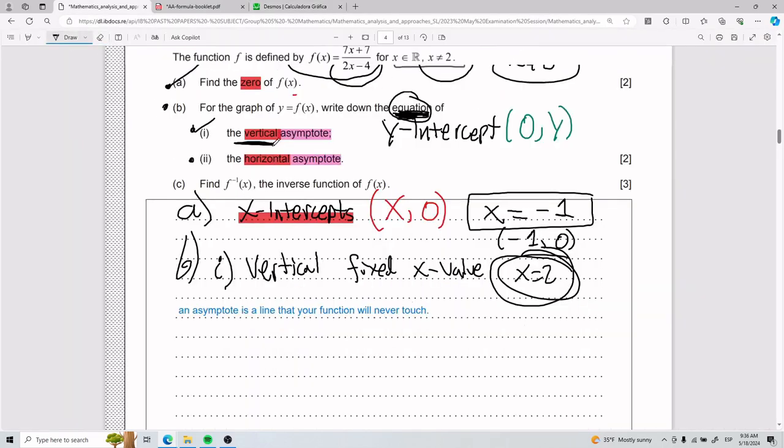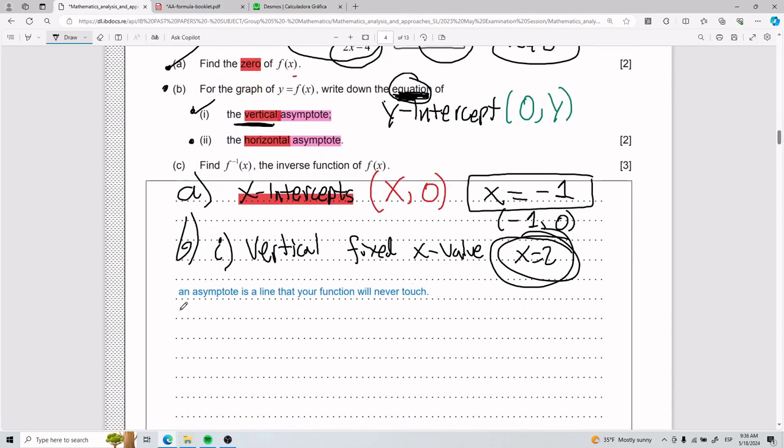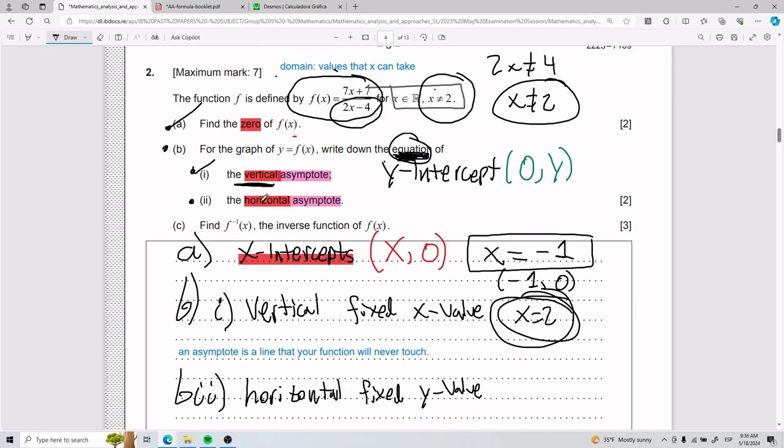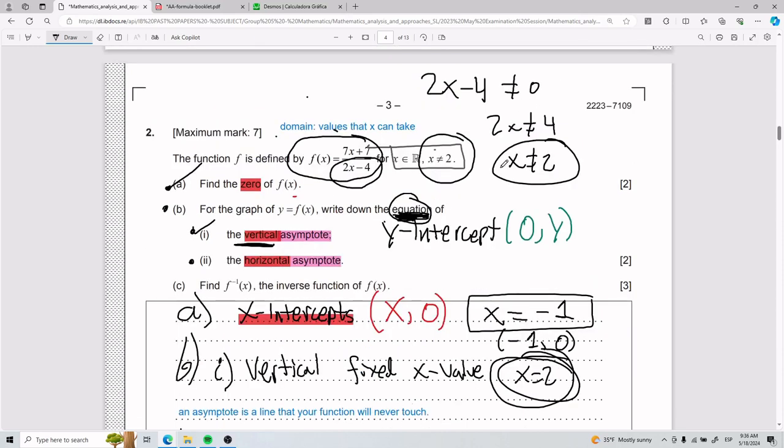For part B, part II, you need to find the horizontal asymptote. For the horizontal asymptote, you would be saying it's a horizontal fixed y value. Now, for this one, it's a little bit harder to figure out. For the vertical asymptote, it's usually friendly because it has to do with, you can't divide by 0, or it's a square root, so it has to be greater than or equal to 0. It's usually a nicer approach.